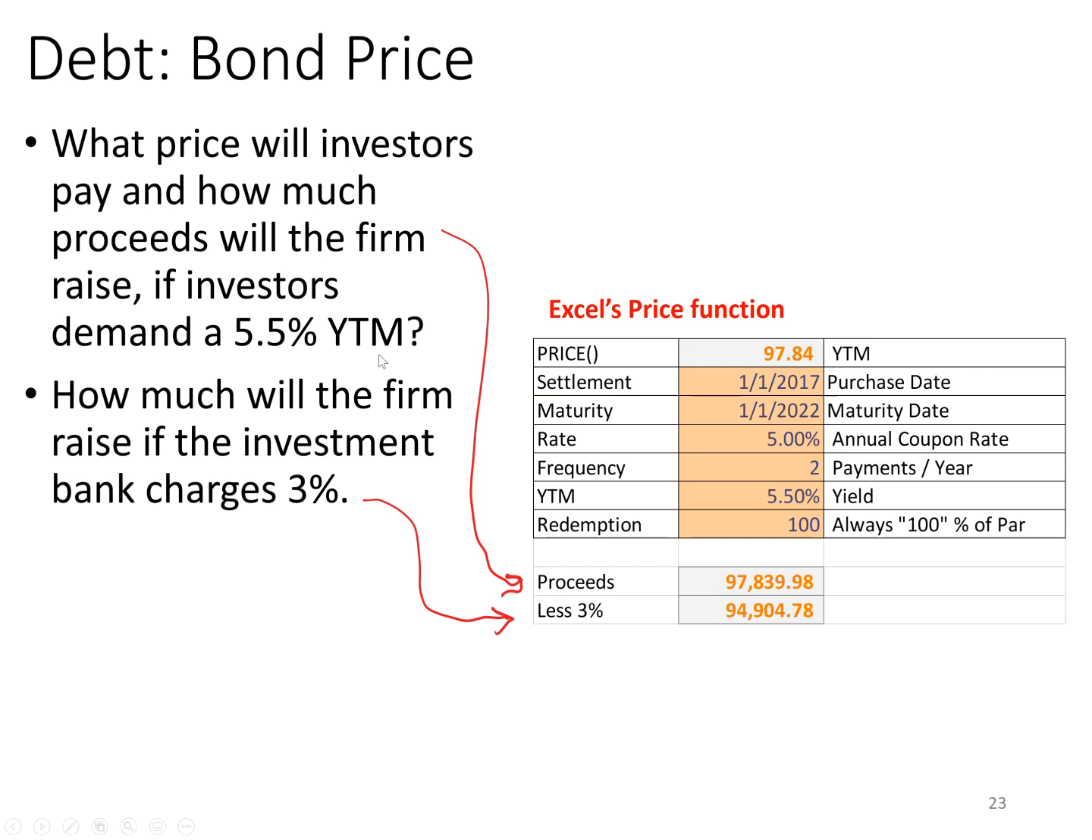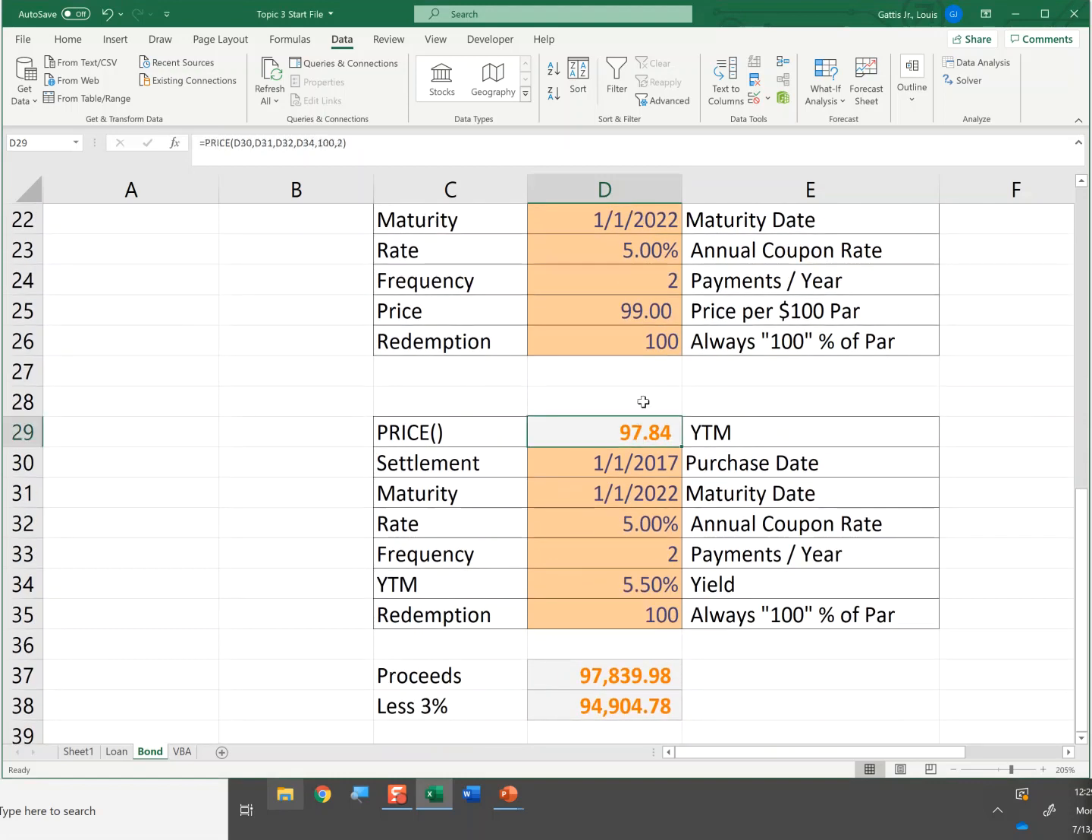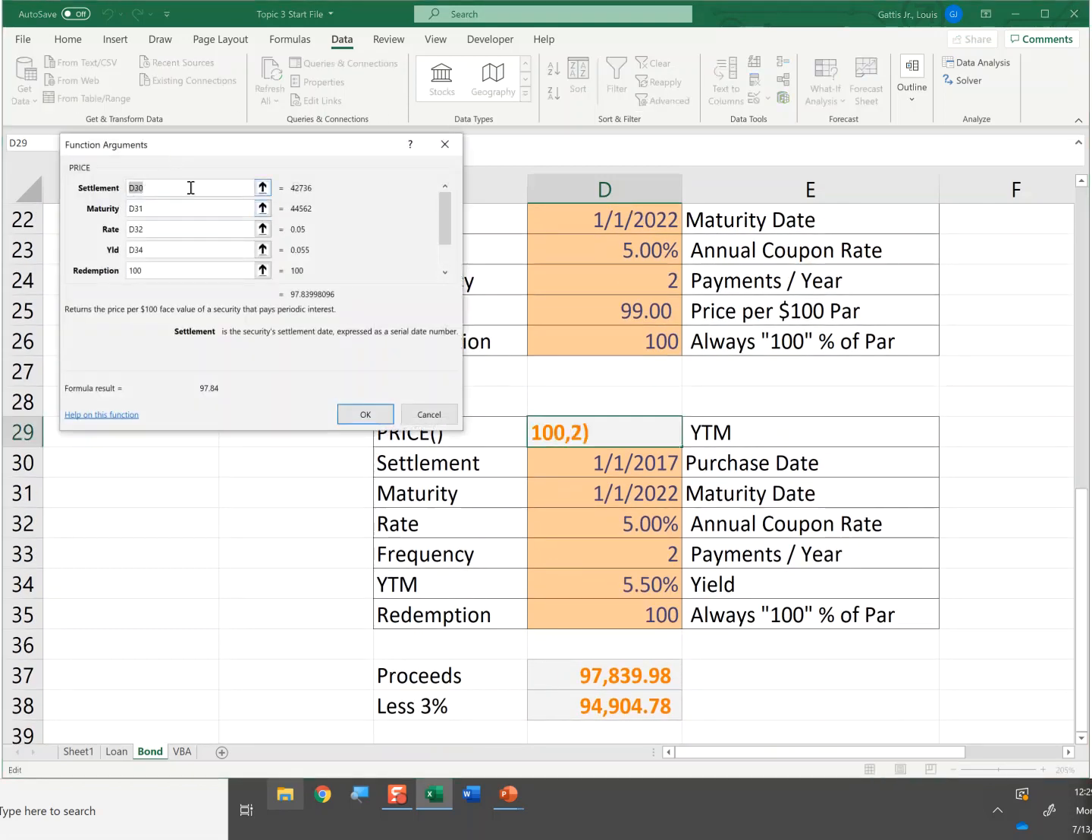So again, this bond is a $100,000 bond, meaning that the par amount, the final payment, is going to be $100,000, and it's going to give you 5% interest per period. So what if investors demand a 5.5% YTM? Let's go to the price function. And if I put in here my settlement date and maturity date 5 years later, I put in the annual coupon rate of 5%, and I put in the yield of 5.5%, redemption of 100, frequency of 2.